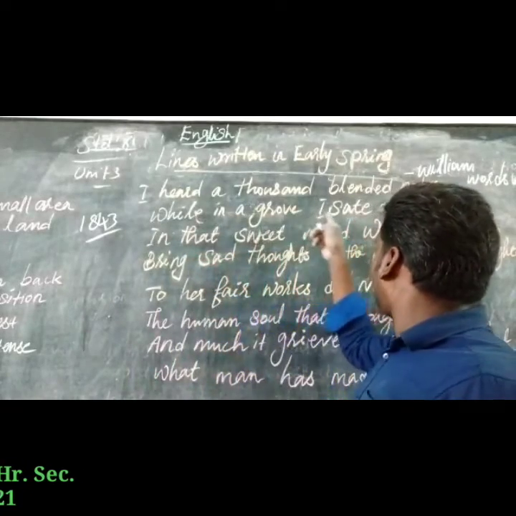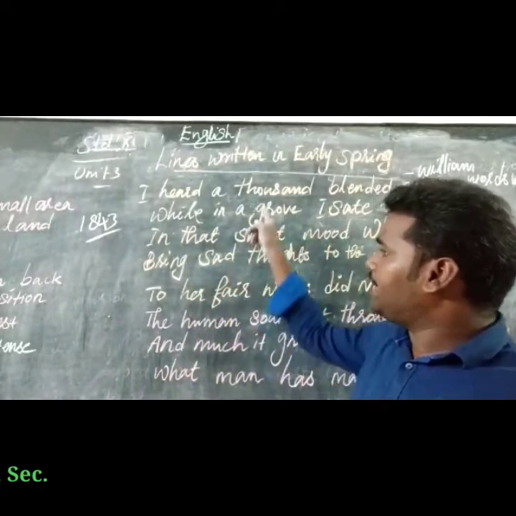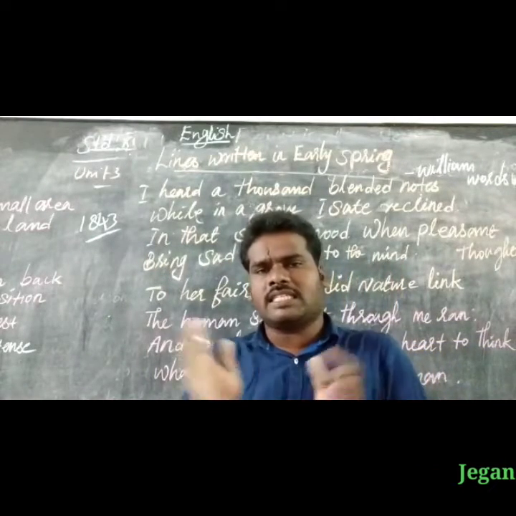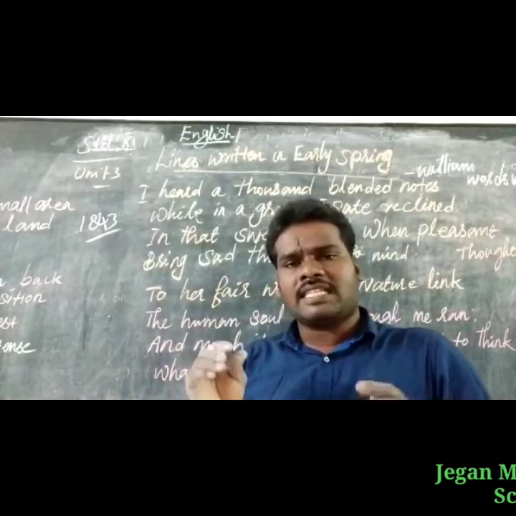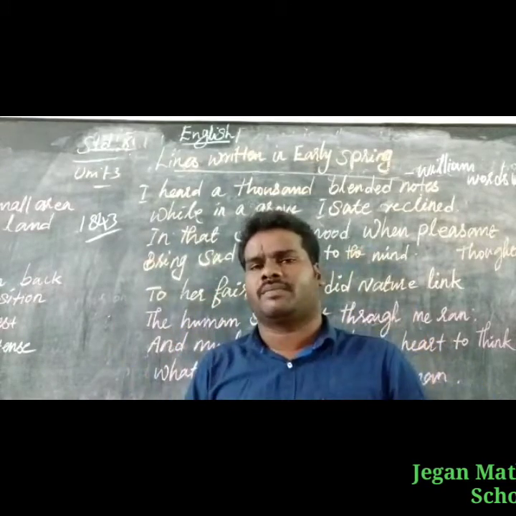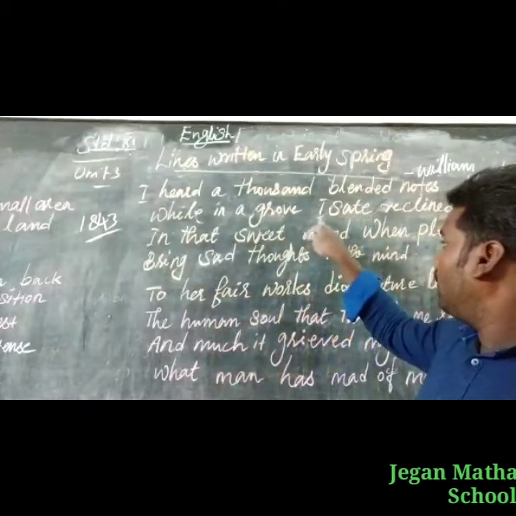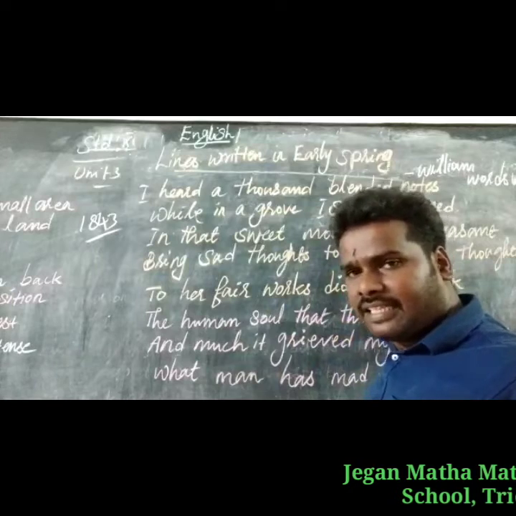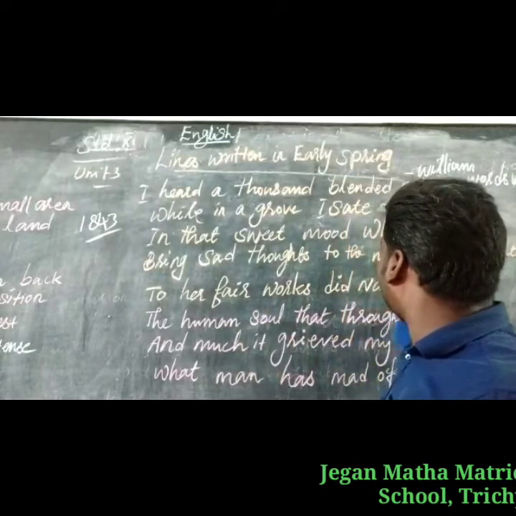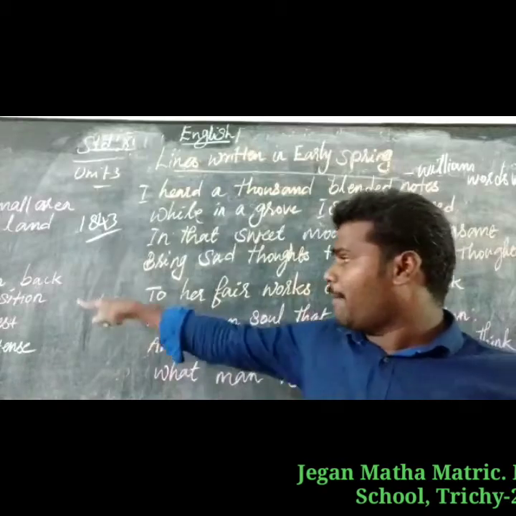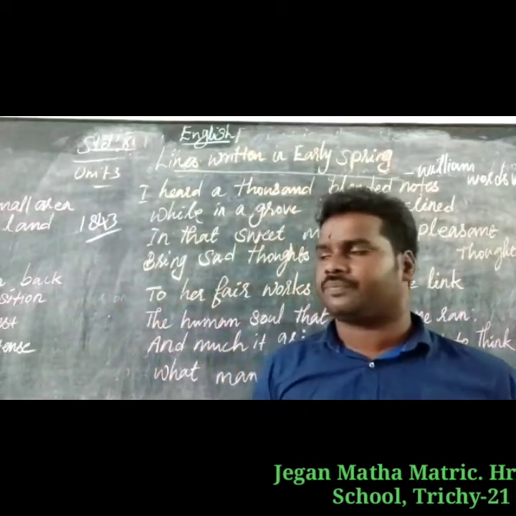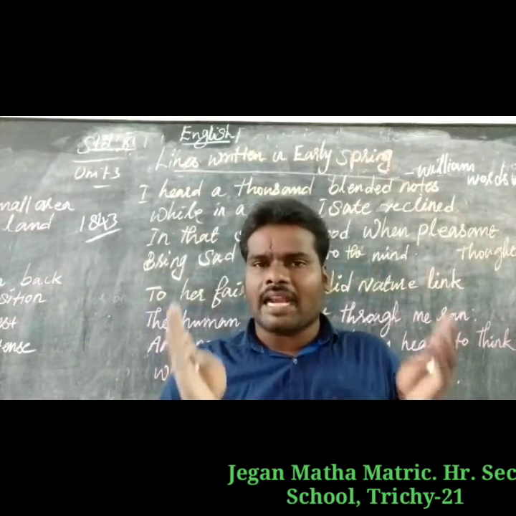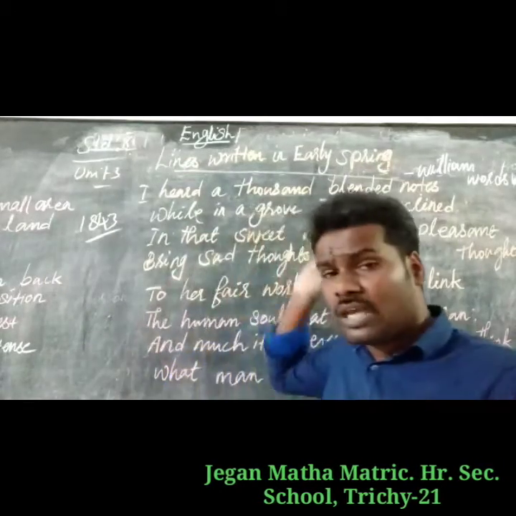While in a grove I sat reclined. A grove means a small area of land. When he was sitting in that small area of land, he observed thousands of sounds. And "sat" is the past tense of sit. I sat reclined, which means leaning back in a position of rest.